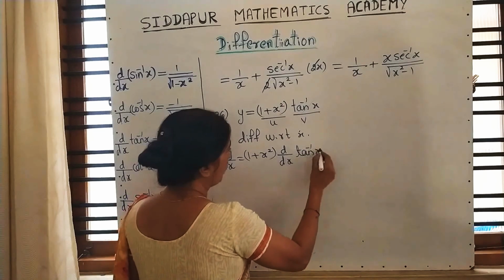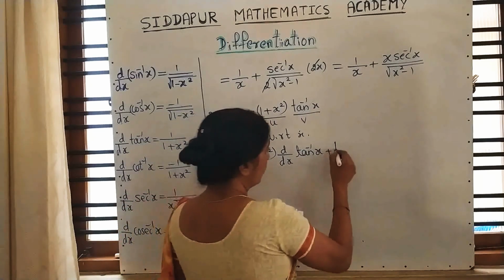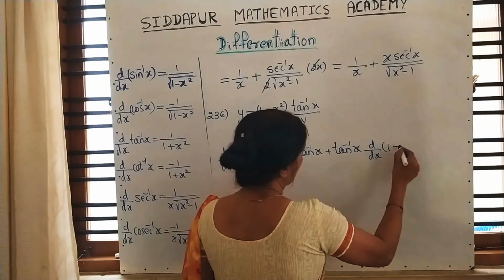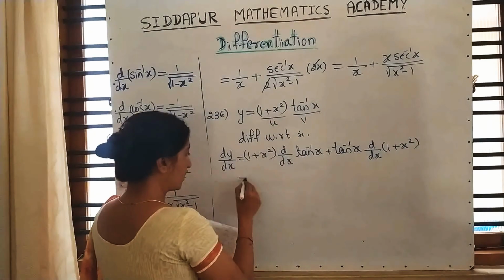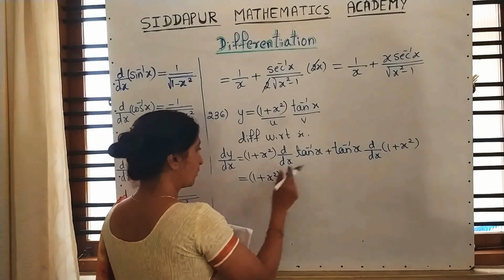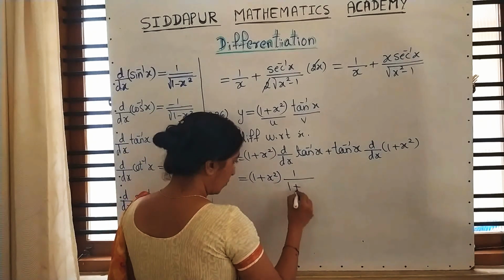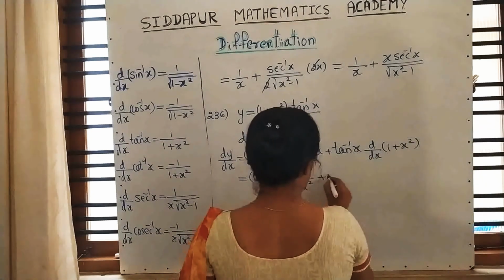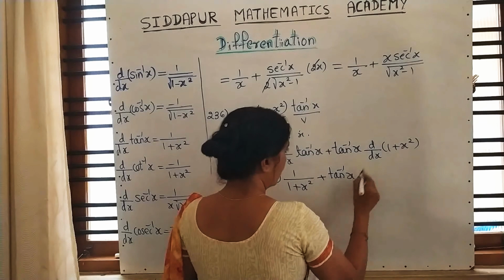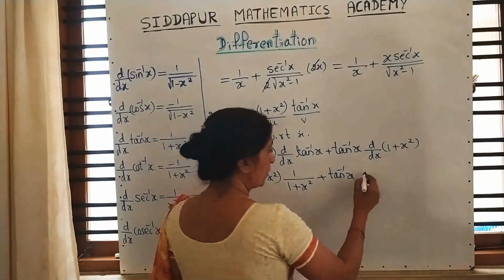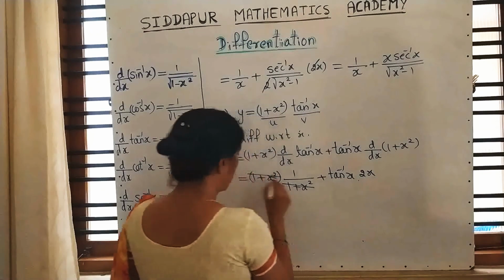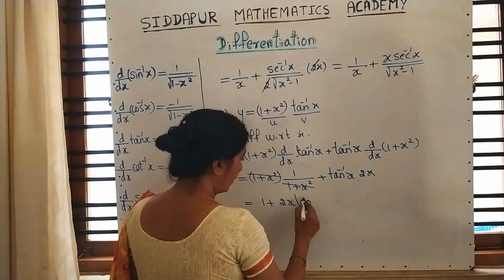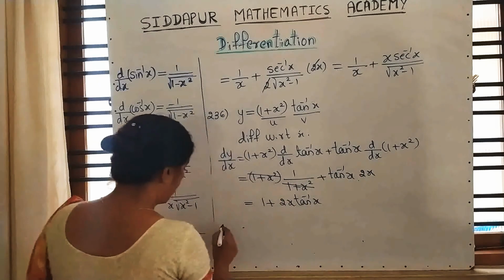Differentiation of tan inverse x. As I told you, if you are familiar, you can write it directly. Tan inverse x as it is. Differentiation of 1 plus x square, see, 1 plus x square as it is. Differentiation of tan inverse x is 1 upon 1 plus x square. If you want, you can refer this formula list. Plus tan inverse x as it is. Differentiation of 1 is 0. Differentiation of x square is 2x. 1 plus x square get cancelled. 1 is remaining. And just for our convenience, I did the rearrangement.